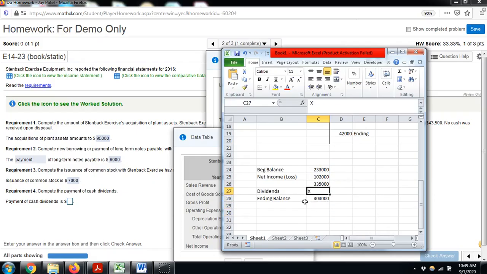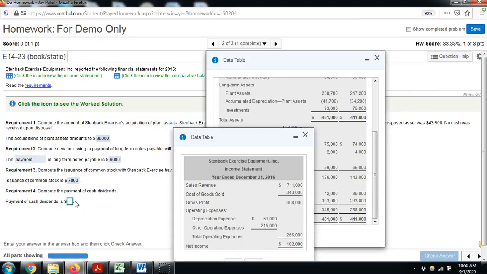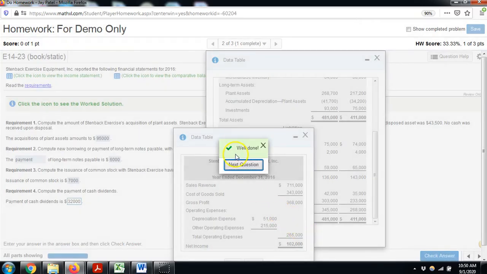So in order to get from this 335 to 303, we are going to have a negative number here. It looks like we have $32,000 in dividends because we take our beginning balance, add net income, and then we need to subtract this amount to get to our ending balance. So the dividends paid, it looks like it's 33,000. Sorry, 32,000. Okay, that's it.